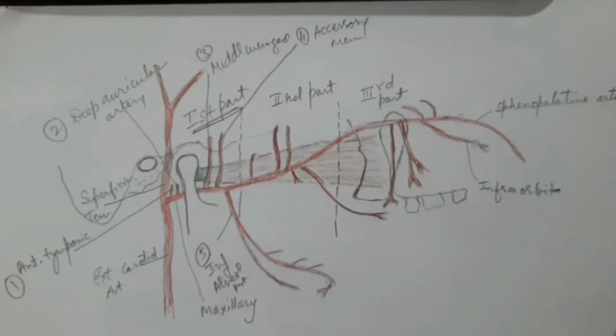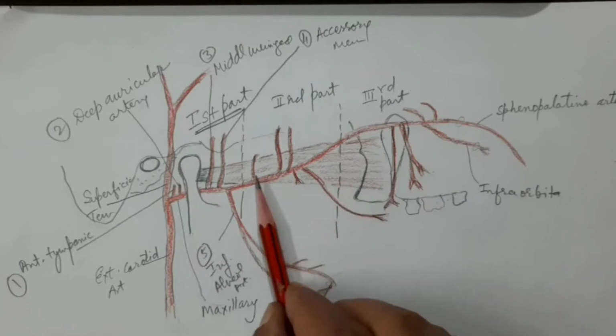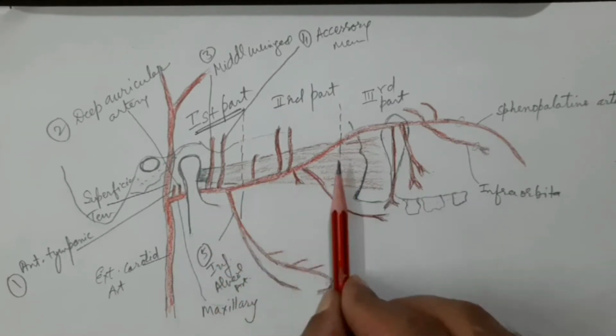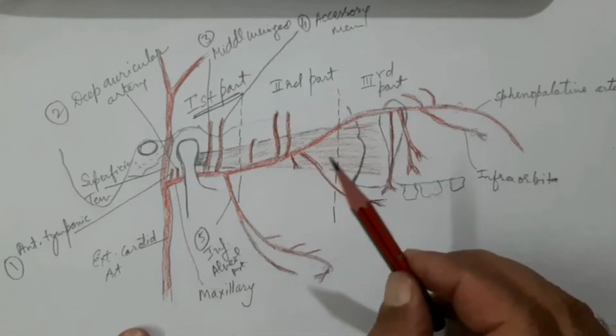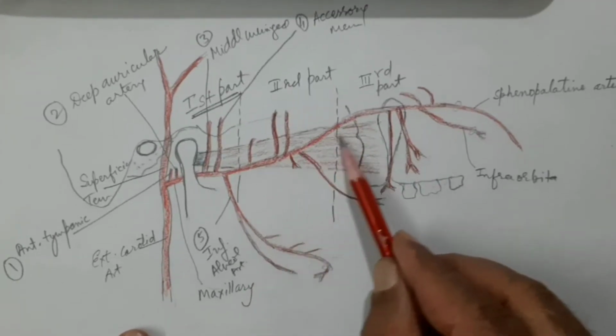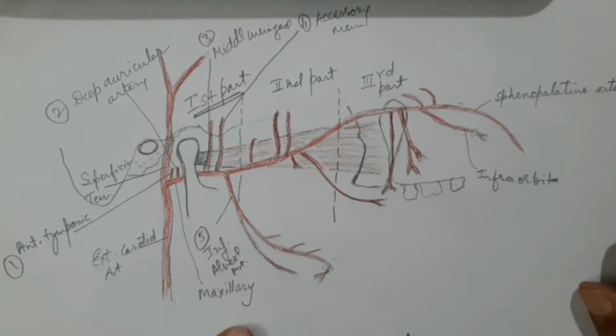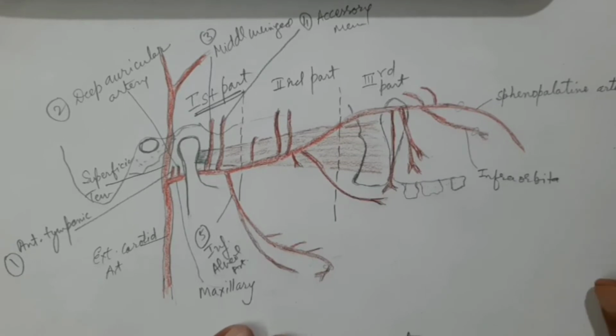Let us go to the branches. So there are 5 branches from the first division. Now we are dealing with the branches which are taking origin from the second part, and the second part lies superficial to the lateral pterygoid muscle. Okay, the lower head of the lateral. And which are the branches?